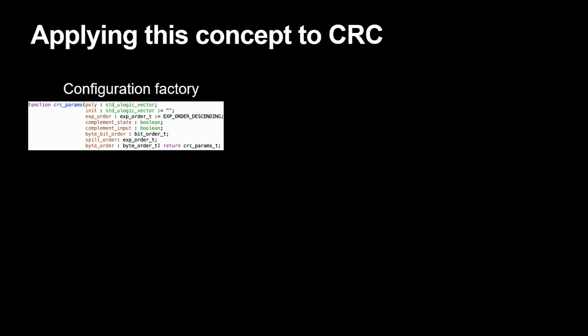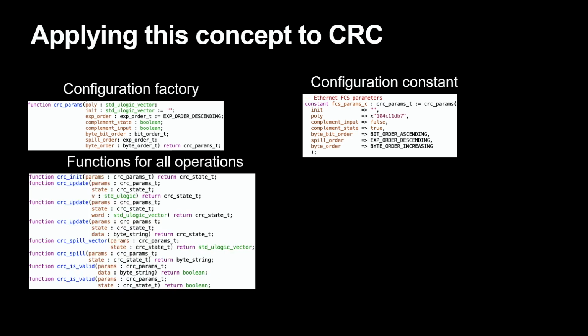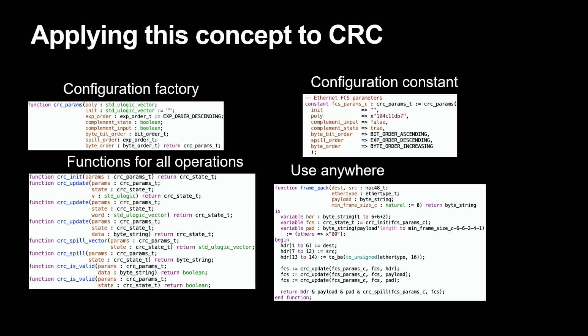Of course, same concept. Have a factory to handle the parameters, store them in a constant, have a bunch of functions that do the processing. And the nice thing here is we can also use it from a test bench in linear code, not from FSM code. Actually, the snippet on the bottom right is creating, for test benches, an Ethernet frame with the FCS appended from a bucket.